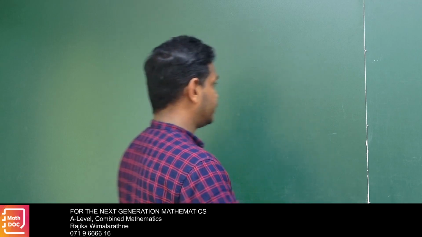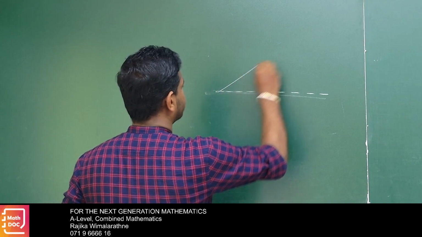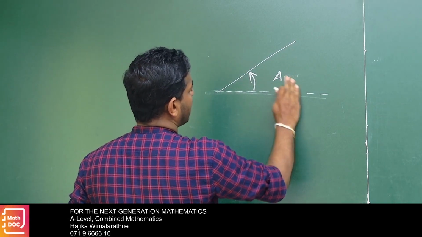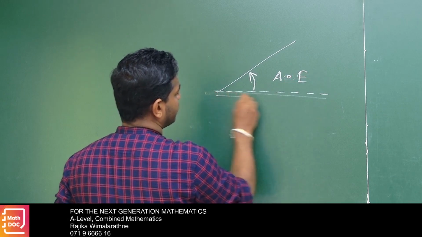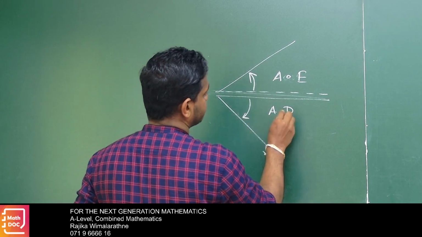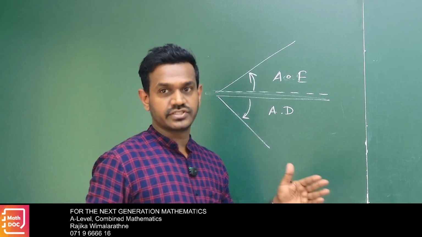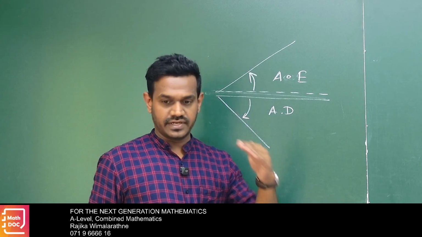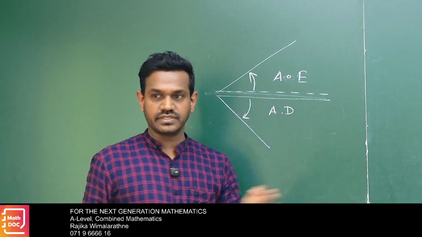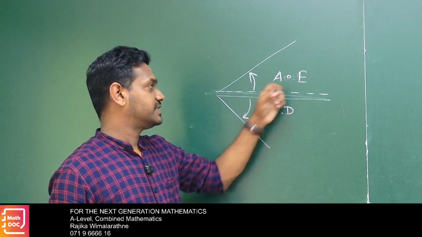Now you sketch this one. Here is one horizontal level. From that you measure upward, the angle of elevation. Then from the horizontal level you measure downward, the angle of depression. Just sketch it. Clockwise is negative, anti-clockwise is positive.